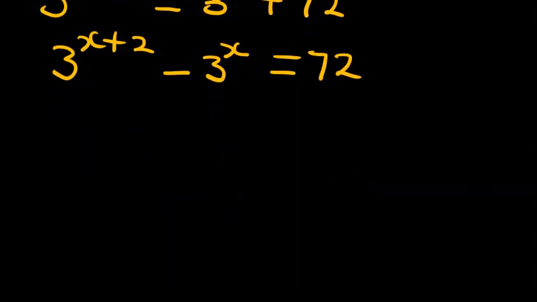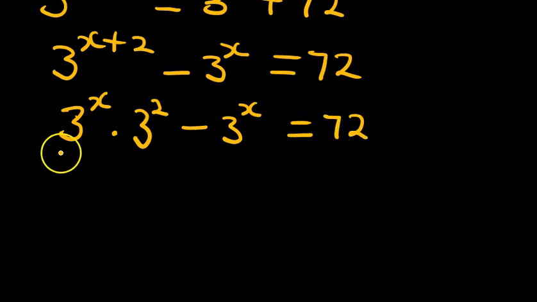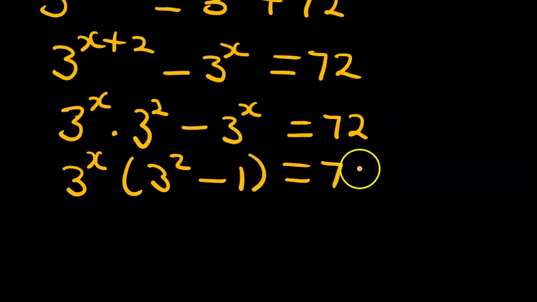Now we need to separate this 3 to the power x plus 2 into 3 to the power x times 3 to the power 2 minus 3 to the power x is equals to 72. Right, we have a common factor here, or a highest common factor, which is 3 to the power x. Then this side we are left with 3 to the power 2. Then here we have 1, which is equals to 72.